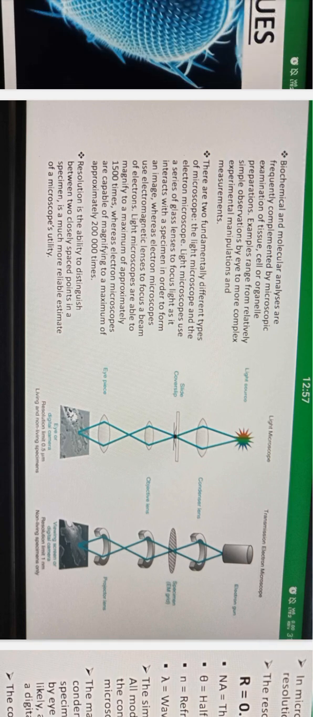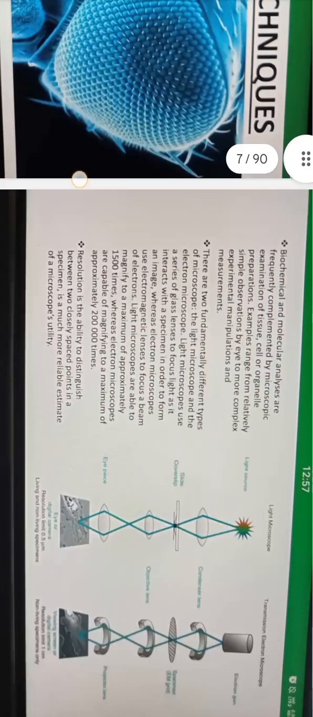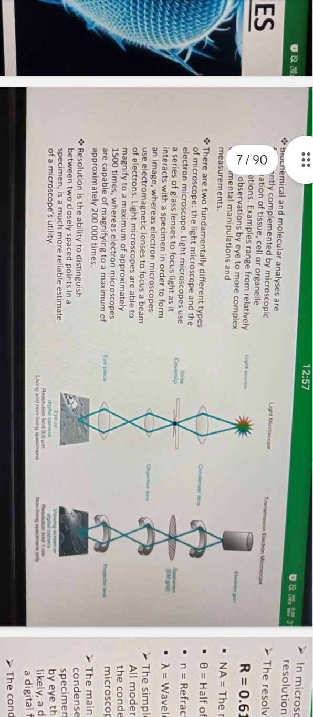Biochemical and molecular analysis are frequently complemented by microscopic examination of tissues, cells, or organelle preparations. Examples range from relatively simple observations by eye to more complex experimental manipulations and measurements. There are two fundamentally different types of microscope, the light microscope and the electron microscope. So we were learning about microscopic techniques. Next topic.